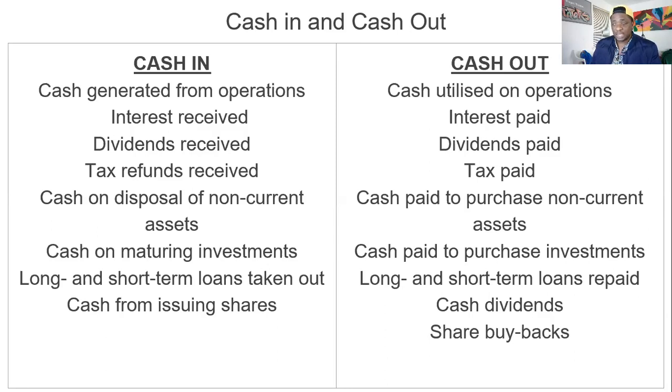Interest paid. So if you pay interest, we're going to include that on the cash out. That's also from operating activities. Dividends paid, that's operating activities. Tax paid, that's also operating activities. So if you look at these: interest received, interest paid, dividends received, dividends paid, tax refunds, tax paid, these are all under cash flows from operating activities.